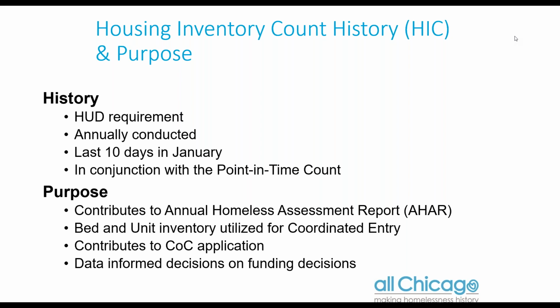Both processes, the HIC and the PIT, are a part of the larger continuum of care application that the city applies for, that supports roughly 150 projects across 43 or 44 agencies in the city, and is roughly $70 million annually and continues to grow. And then locally, what's really important for us is that this annual process helps us make data-informed decisions on how to best address the issue of homelessness in the city of Chicago.